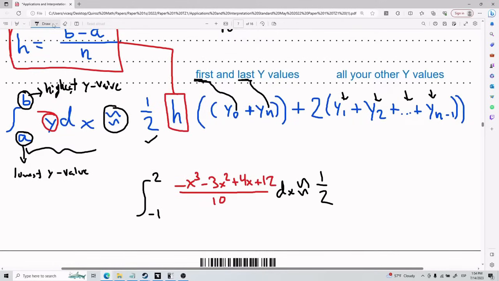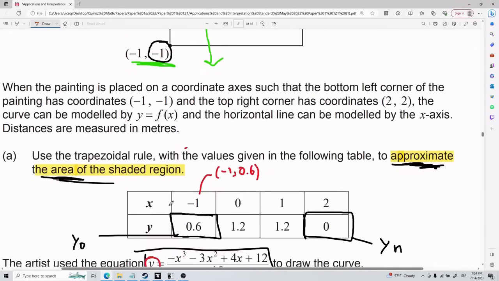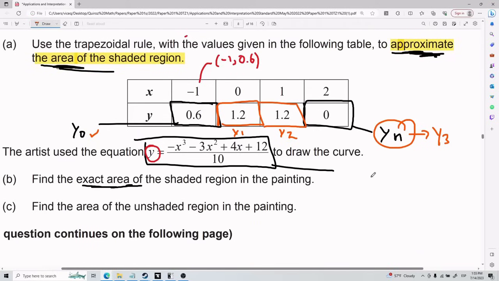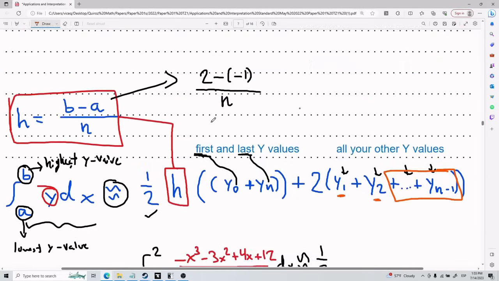See? This etc. is included only if you need to. So in this case, we actually only have y1 and y2. What do I mean by this? If this is y0, that means this is y1. That means this is y2. That also means, hint hint, that your yn is going to be y3, because I'm just going in order. So this is y1, this is y2, that means this is y3. Okay, look at that. Hint hint. This 3, n equals 3. Okay, let's go back up here.